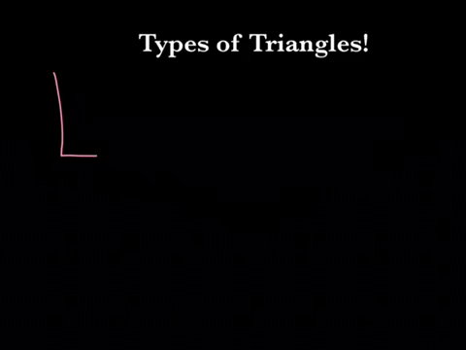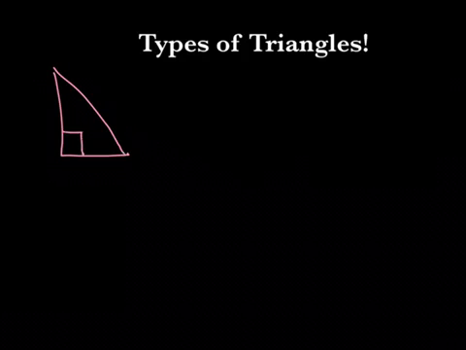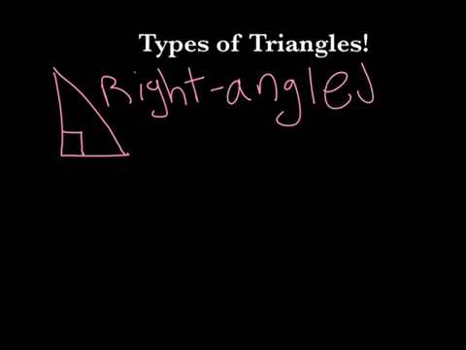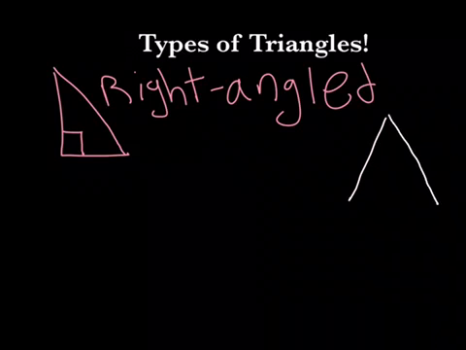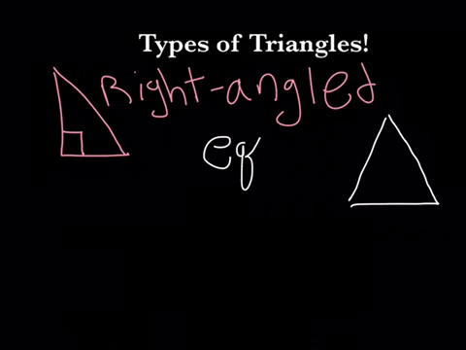There are 4 main types of triangles. The first kind of triangle looks like this. And it has one right angle. And it is called the right-angled triangle. The next type of triangle we're going to learn has 3 equal sides, and it is called the equilateral triangle.